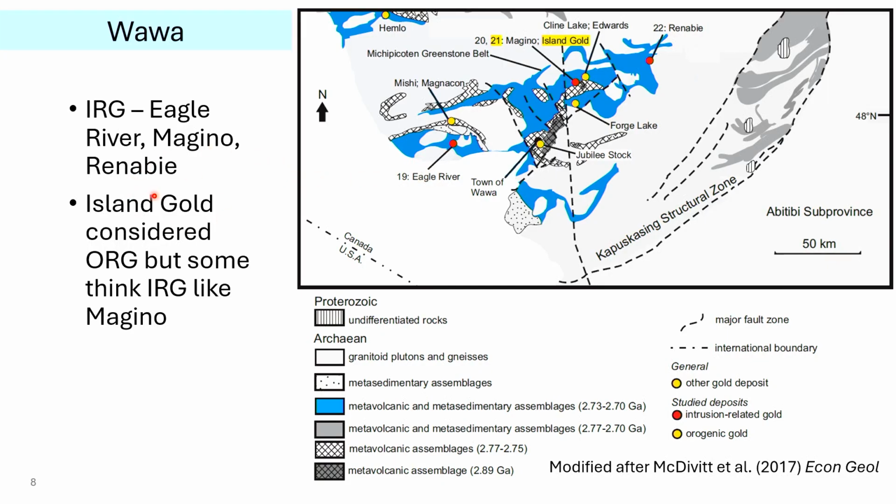So there is some debate about Island Gold, and so one of the things we want to try to do, the recent research at Island Gold says orogenic, but Campos and all that worked at Magino think that whatever Magino is, Island Gold must be, and they think Magino is intrusion-related. So one of the things we want to look at is to see if there's a difference in the quartz trace elements at Magino when compared to Island Gold, if they're the same or if they're different, and why.